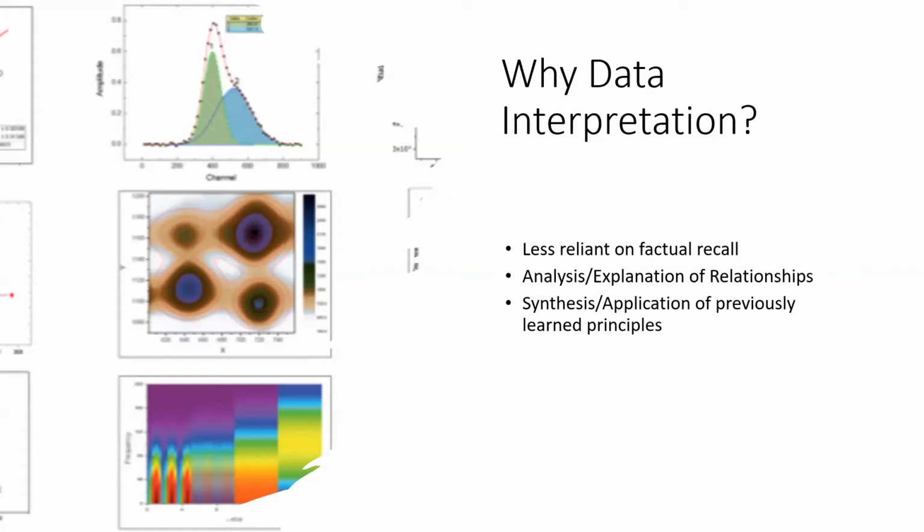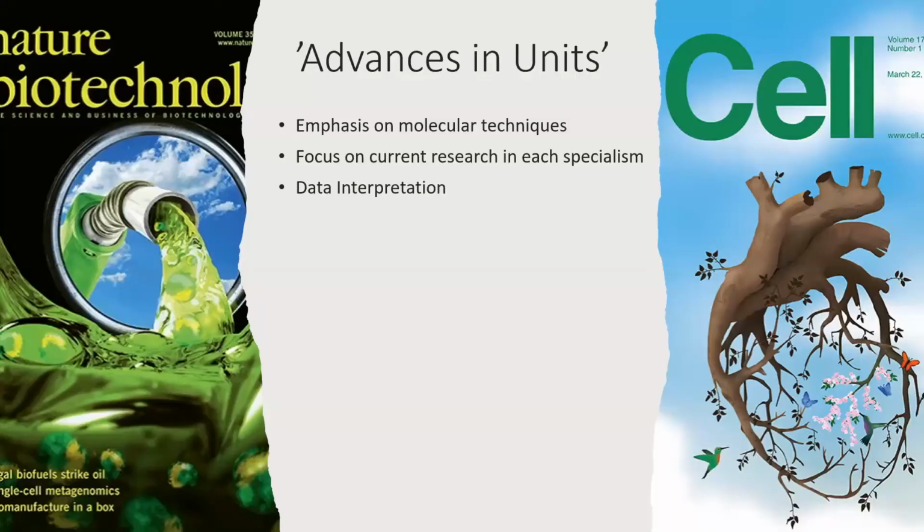So where are we using these data interpretation activities and approaches? Predominantly on one of our 4 units called the Advances in. So for each of our 4 specialisms, we have an Advances in microbiology and Advances in biotechnology and so forth. And the students are exposed to quite a broad range of topics within that specialism. But there's a very heavy emphasis on molecular techniques and how those techniques are used in current research for that field. So we do a lot of data interpretation within this unit.